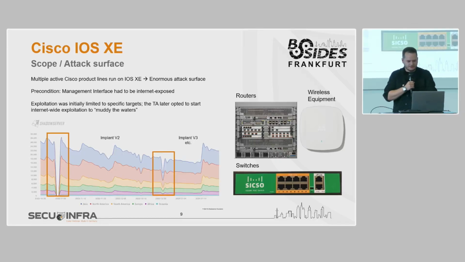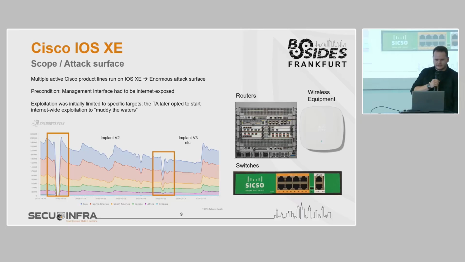We also include data from Shadowserver in all of these cases, so big shout out to them. This is the tracking data that they have for these Cisco vulnerabilities. There are two big gaps in there. That's because of the fingerprinting evasion that the threat actors used. I will come to that when we talk about the implant. And that's why there are annotations for implant version 2 and version 3, because it changed over time as details were uncovered.